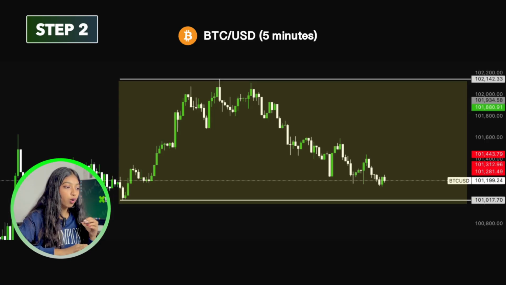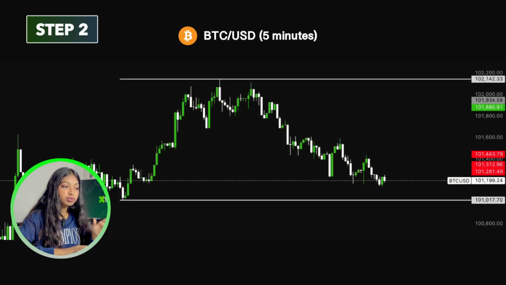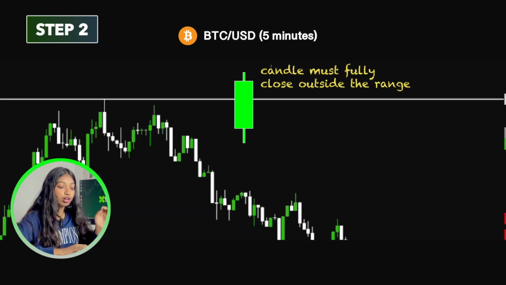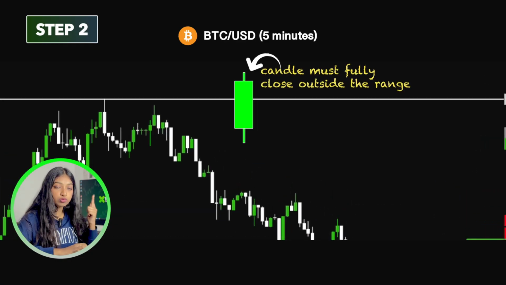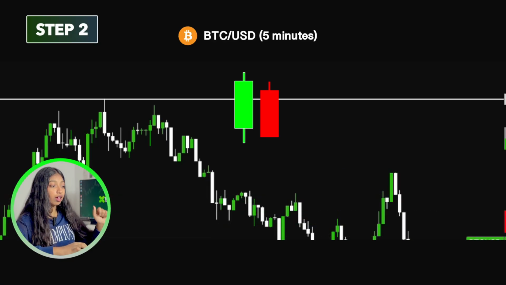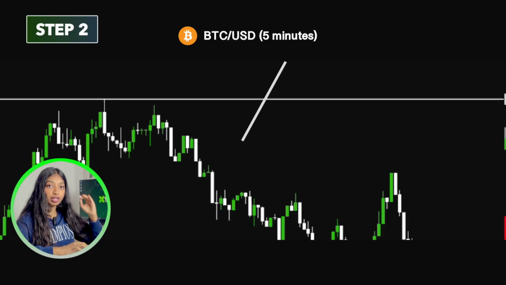Now here's the idea. Once you've marked your range, drop to the 5-minute time frame. This is where we find our entries. Now this model is pretty simple. What we're looking for is a confirmed breakout outside the 4-hour range, a candle close back within that range, and that candle close will be our entry. No fake outs, no guessing, just break, re-entry, trade.